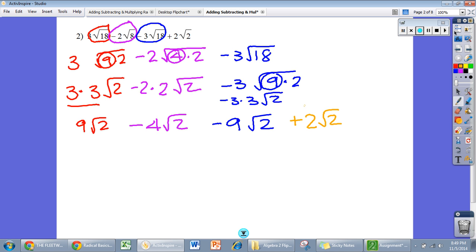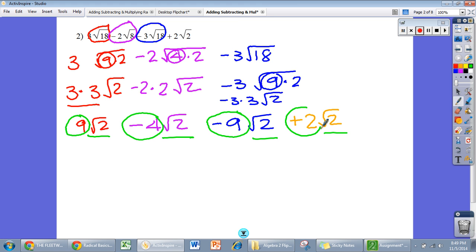All right, looking at all of these, I'm noticing that every single term is a square root of 2. So now I'm looking to add up my coefficients. 9, negative 4, negative 9, and a positive 2. Well, 9 and a negative 9 equals 0. They cancel each other out. So we have a negative 4 plus 2. That's going to leave me a negative 2 square root of 2. Again, I combined the coefficients to the square root of 2 because they were all like radicals.